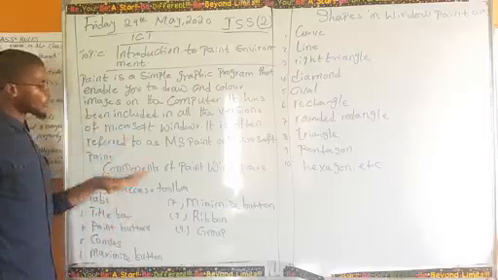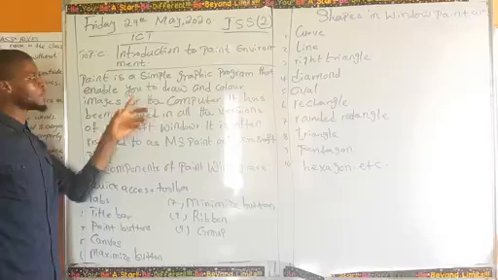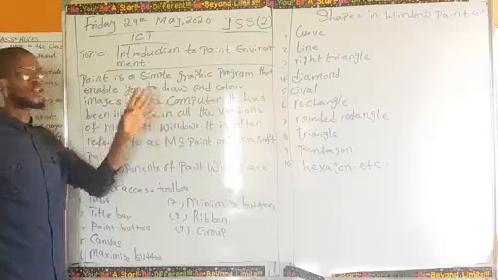So, before we proceed to the components, let's look at the meaning again. We say Paint is a simple graphic program that enables you to draw and color images on the computer system.